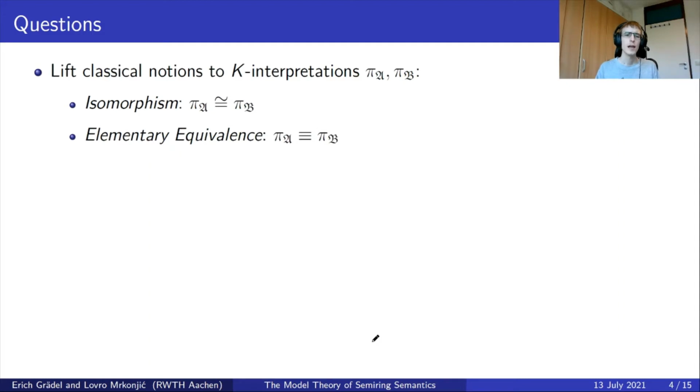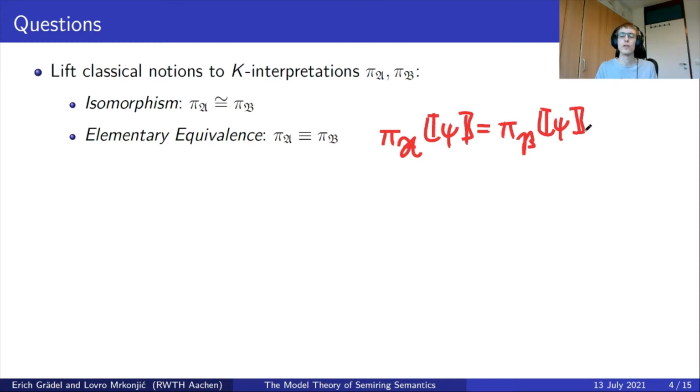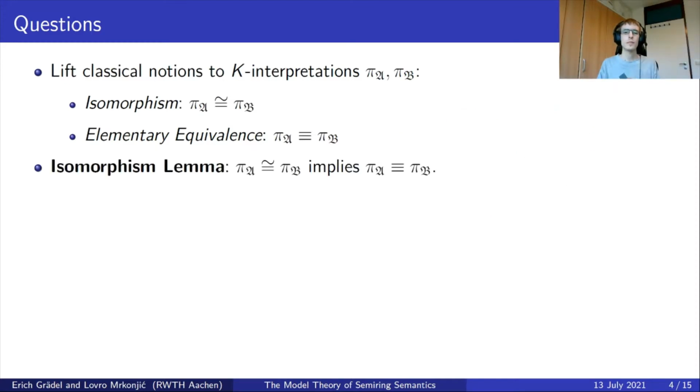And as for elementary equivalence, we say that two K-interpretations are elementarily equivalent if they agree on all first-order sentences, meaning that if we interpret these first-order sentences, we get the same value. Now we have to be a little bit careful about this compared to classical semantics, because we cannot speak of satisfying a first-order sentence since there are more than two values, more than the values true and false.